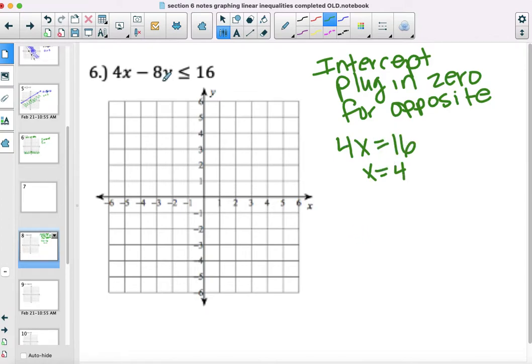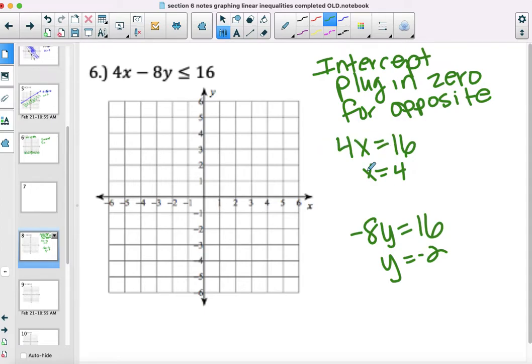The y-intercept, let's plug in 0 for x, so 4 times 0 is 0. We're going to have negative 8y equals 16. Divide both sides by negative 8. Y is going to equal negative 2. Now when I find intercepts, I go ahead and use equal signs. This inequality is going to affect which side we shade, but it's not affecting the intercept itself.